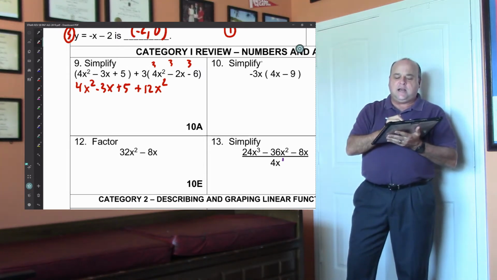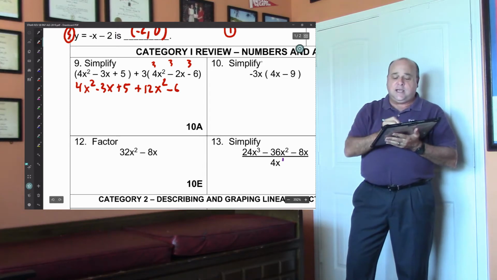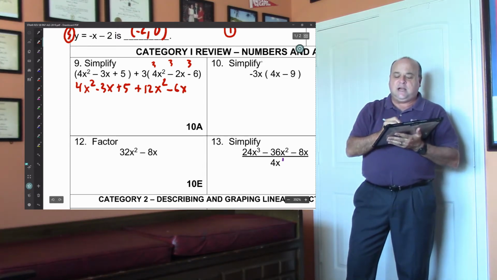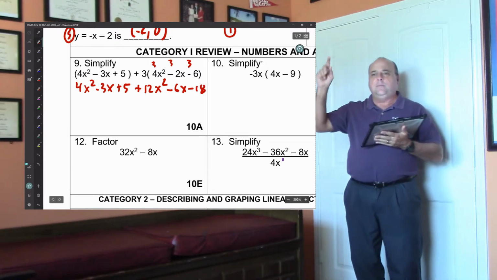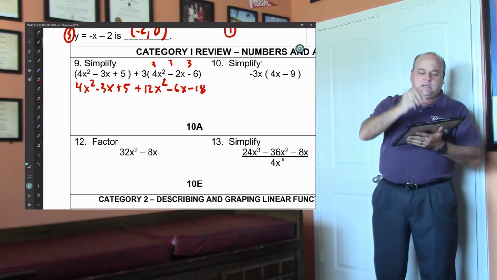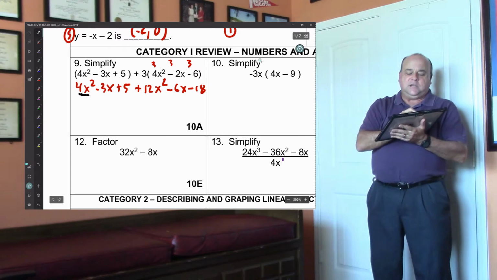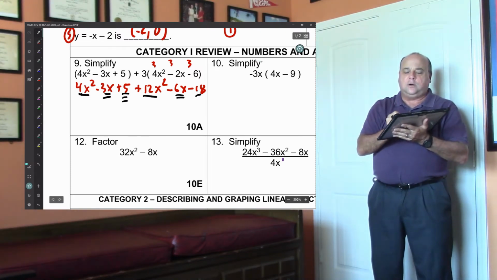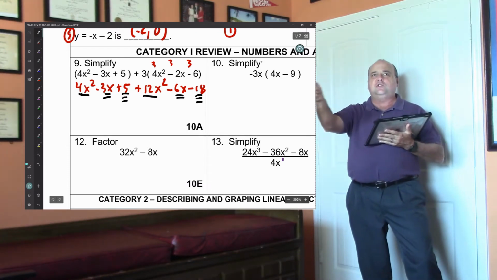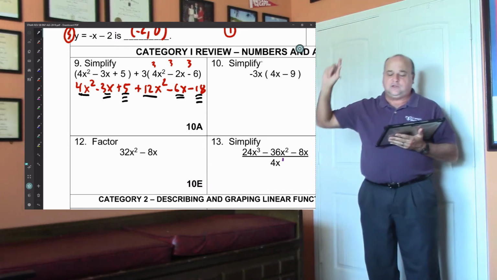A positive times a negative is a negative. 3 times 2 is 6. My letter is X. A positive times a negative is a negative. And 3 times 6 is 18. Sign, number, letter, exponent. When you get to here, you are going to single underline the X squares, double underline the X's, and triple underline the constants. Now you're just going to group them up and write down the answers.